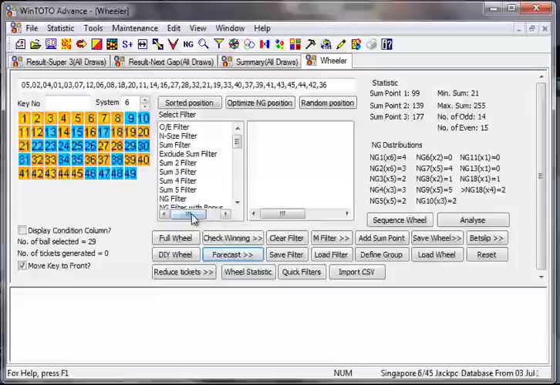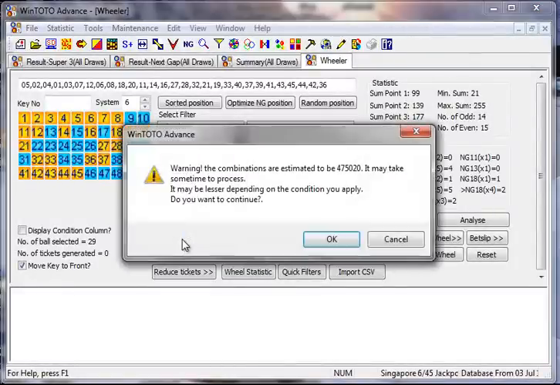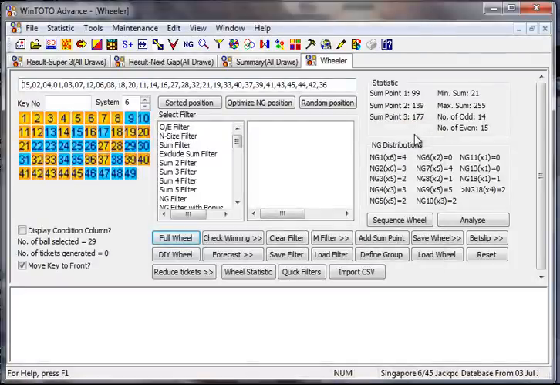Now, if you were to buy a full wheel using the 29 numbers, as you can see here, it will cost you a lot of money. It's 475,000 and $20. But I do not encourage you to do that. Then all we needed to do, you can actually go into this thing called the DIY wheeler.